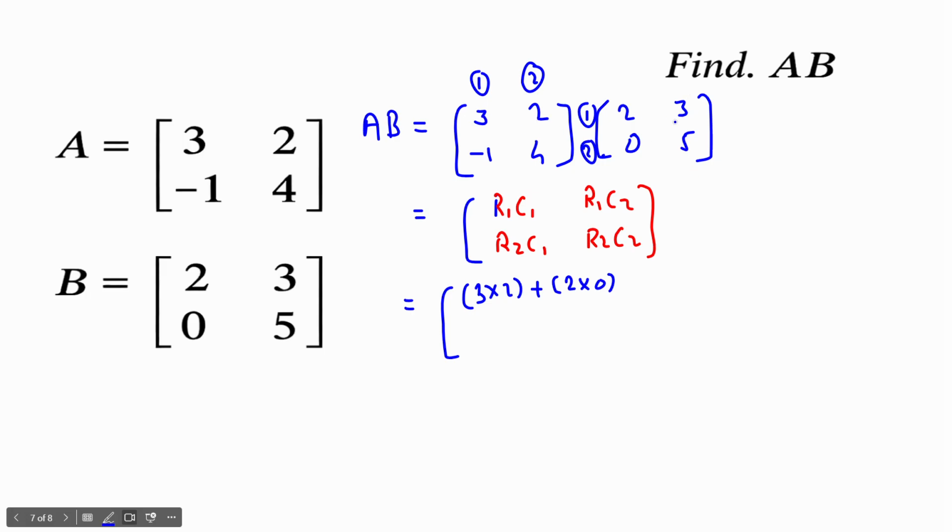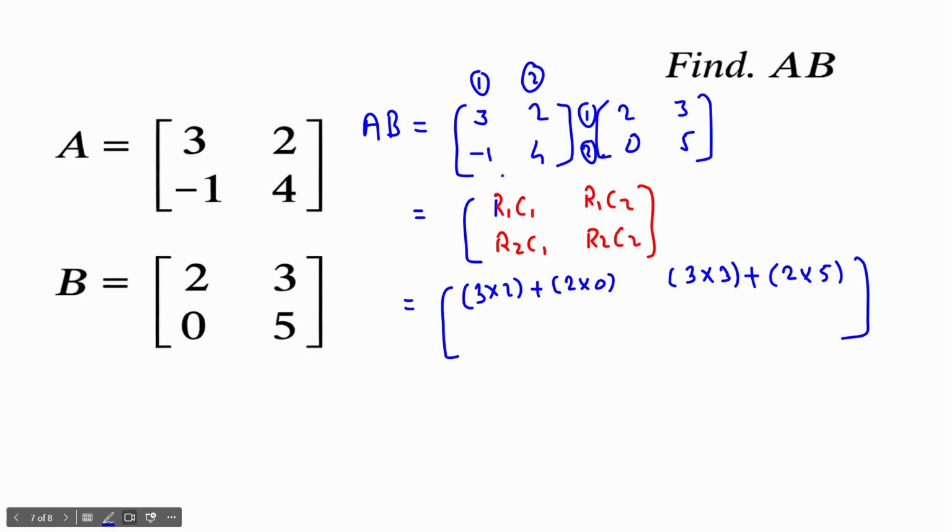Now multiply the first row by the second column, that is 3 times 3, and plus this second element will multiply with this second element, that is 2 times 5. This will be our first row and second column multiplication.